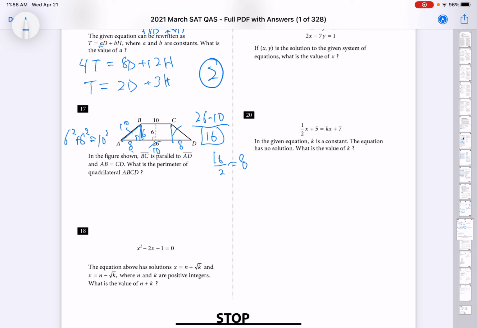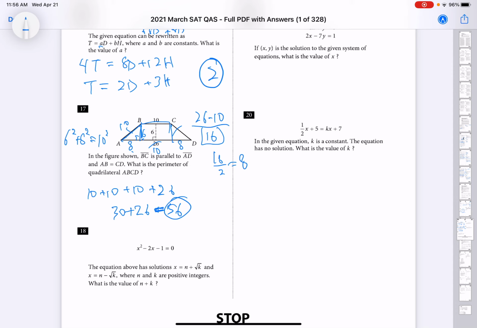All right, so then what's the perimeter? The perimeter is going to be the two sides. It's going to be 10 plus 10 plus 10 on top with the BC, and then plus the 26 on the bottom. So we're going to get 30 plus 26, and we're going to get 56 as the perimeter. So number 17, the answer is 56.